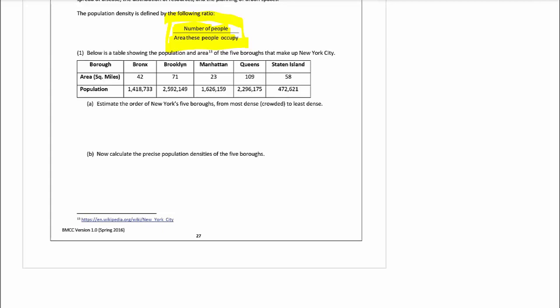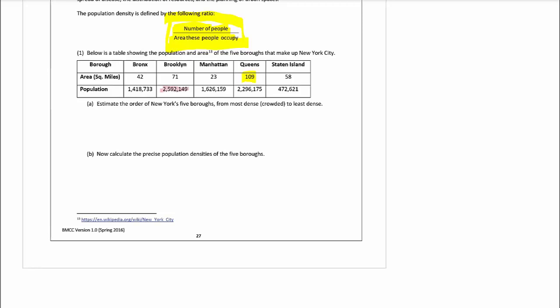Okay, by looking at this, you see that Queens is by far the largest borough of all, and Brooklyn is the largest by population. I believe this is the data from 2014, so now the numbers are slightly higher, but still they're in the same range.